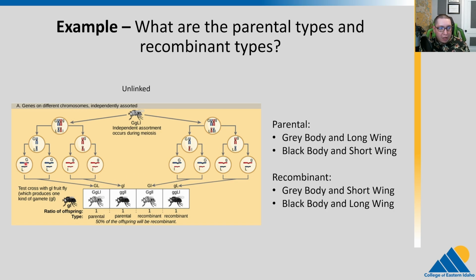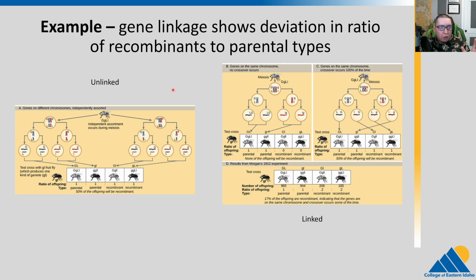We get an equal probability of all of the different gamete types. Here, we could get big G, big L, or little g, little l. We could get big G, little l, or little g, big L, all in equal combinations here. But let's look at what happens with linkage. So here's our unlinked example when they're on separate chromosomes.